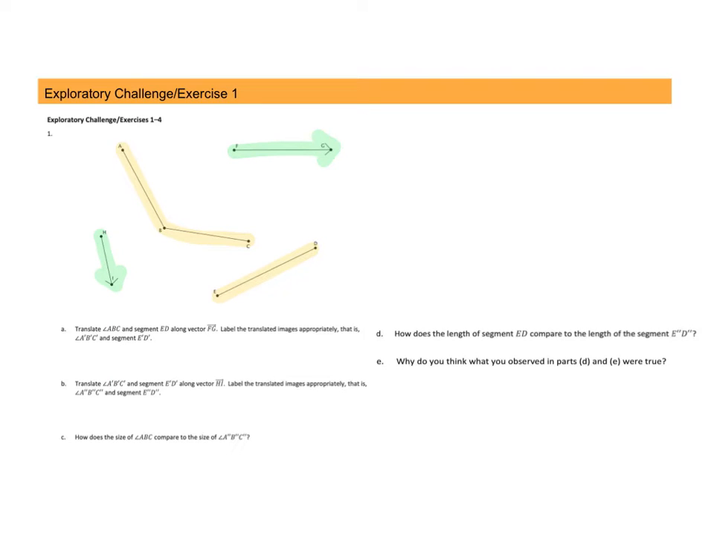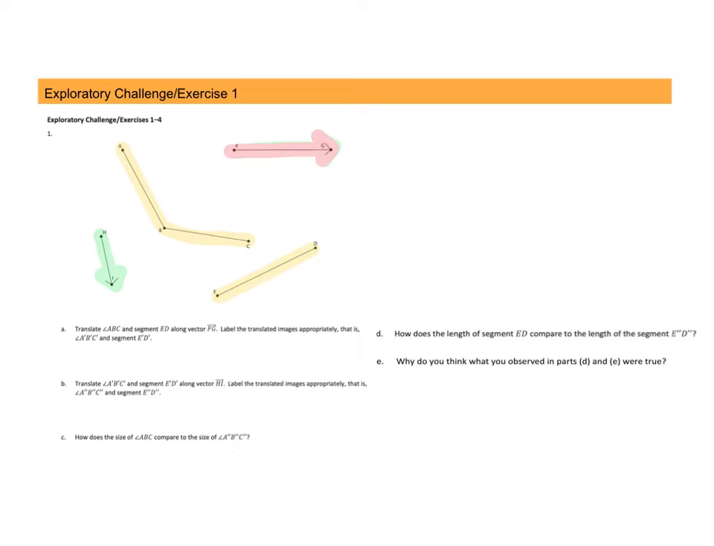Okay? Part A says translate angle ABC and segment ED along vector FG. So we're going to be using this vector. I'll highlight it in red real quick. They will be moving to the right. And then it says label the translated images appropriately. That is A prime, B prime, C prime, and E prime, D prime.